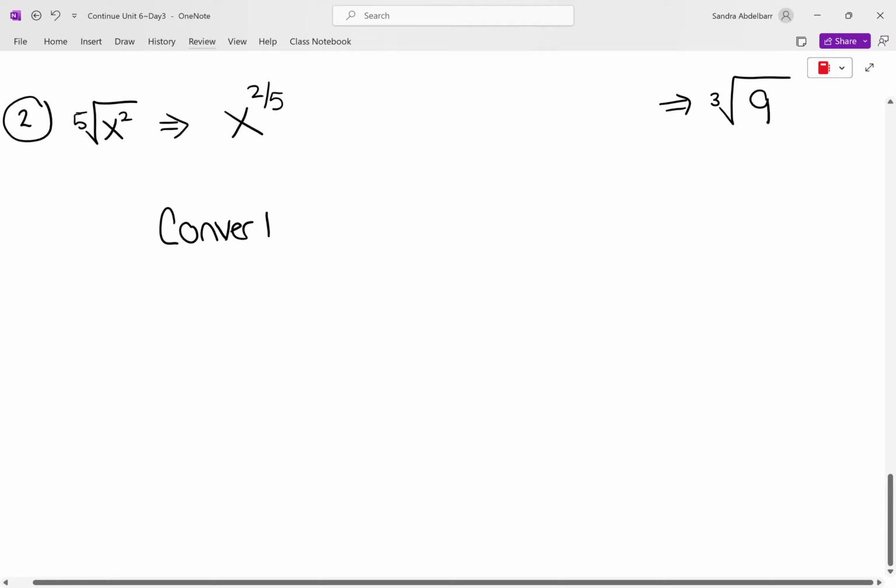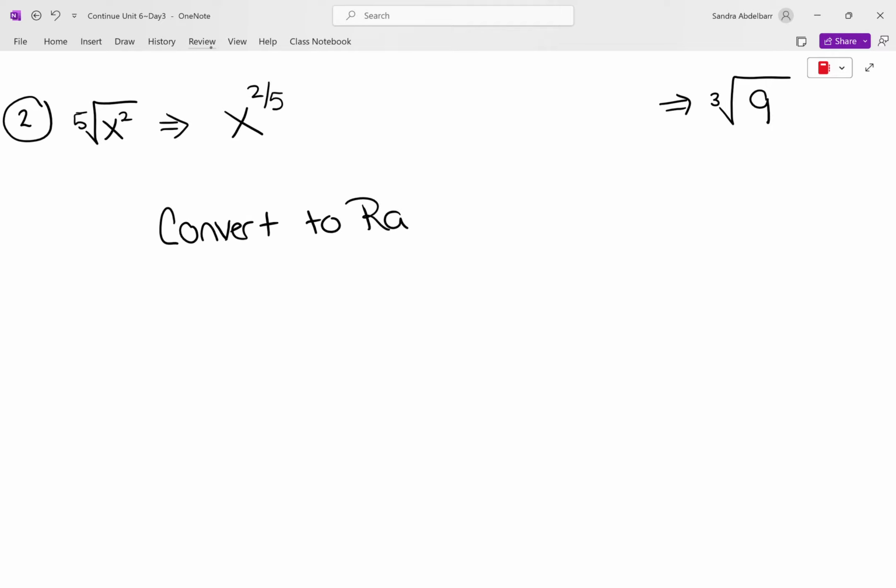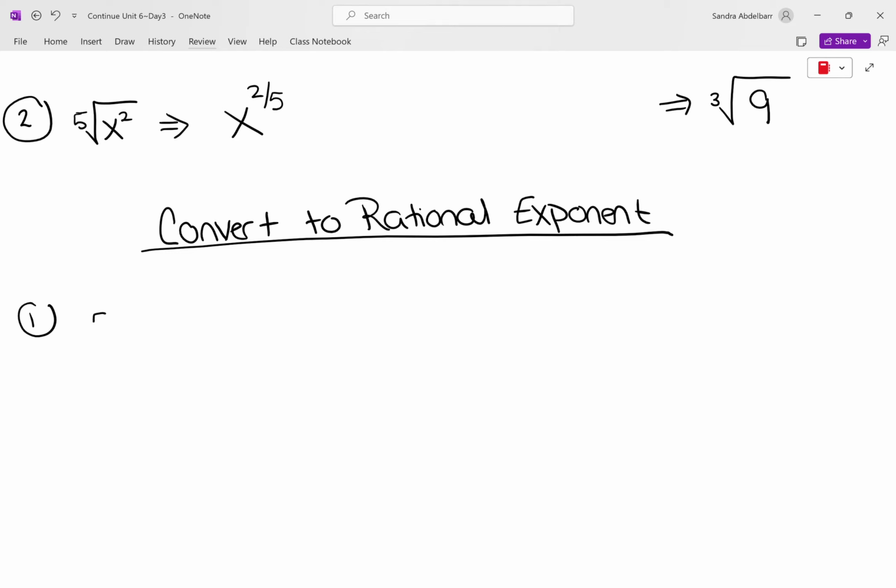All right, so for this next part, I want us to convert to rational exponents. All right, so if I have the fifth root of x to the 4th, you tell me, how would I write that in exponential form? Noah? You got it, x to the 4/5.